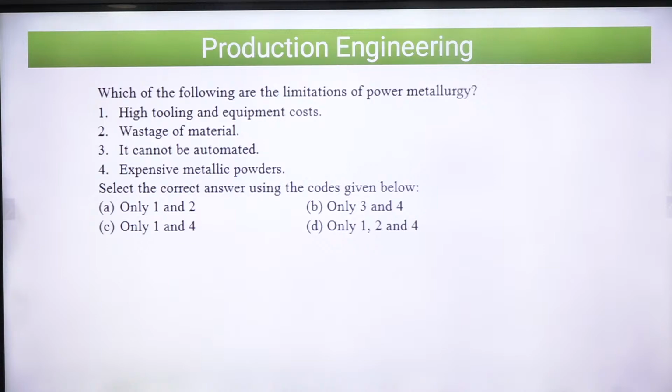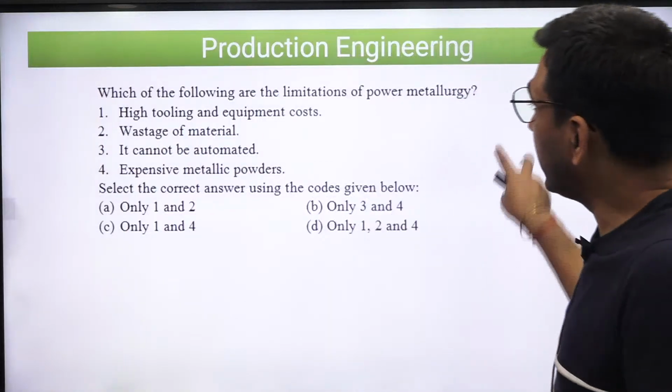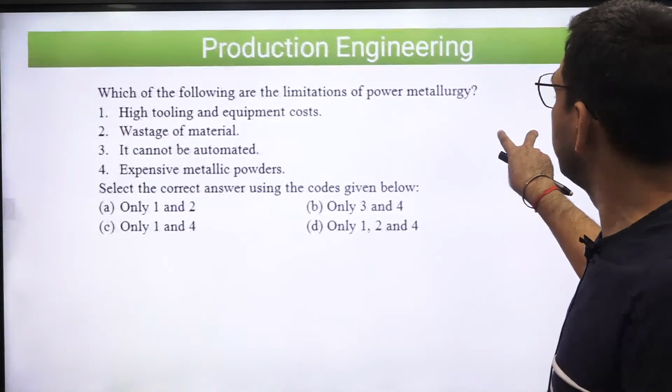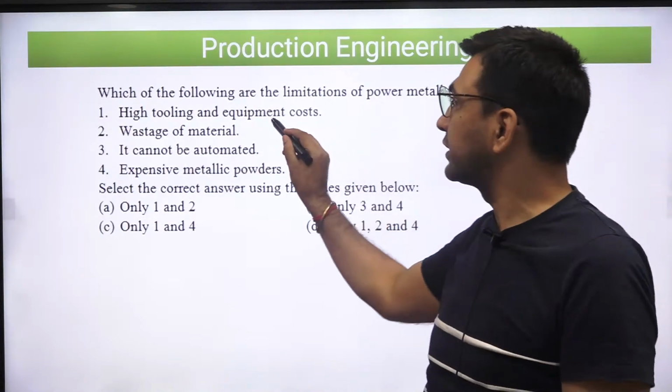High tooling and equipment cost, wastage of material, it cannot be automated, expensive metallic powders. C means 1 and 4. You're saying C. Okay, let's see them one by one. The following are the limitations of powder metallurgy. Now see, high tooling and equipment cost.